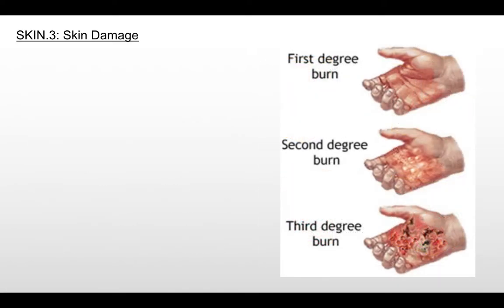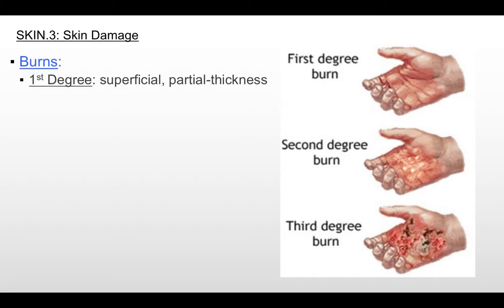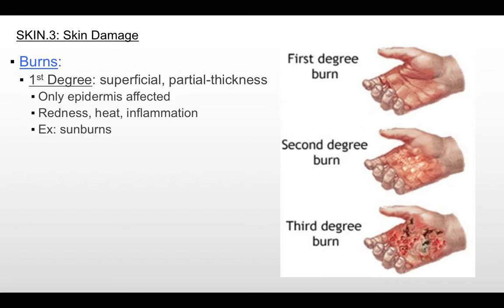Burns, there are also 3 degrees, and it's because of very similar reasons. How far did the burn get? In a 1st-degree burn, we're going to call it superficial partial thickness. Only the epidermis gets burned. So this is not a burn you're going to get from fire. This is like a sunburn. In a 1st-degree burn, you will see it'll be red, it'll give off some heat, it might look a little inflamed, but it will not blister if it is a 1st-degree burn. It will just be painful.